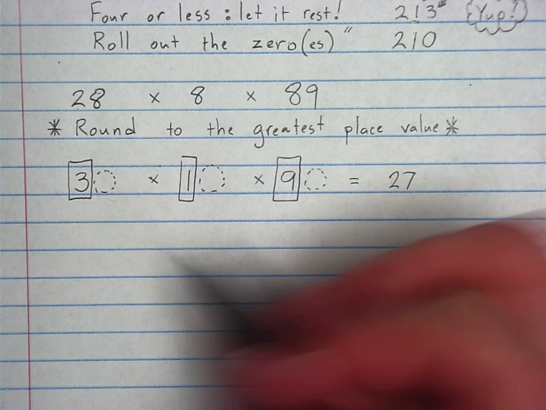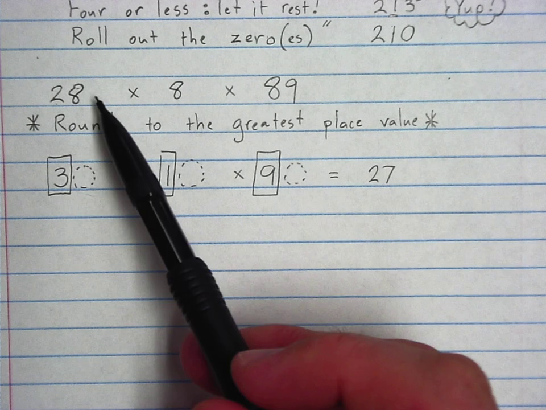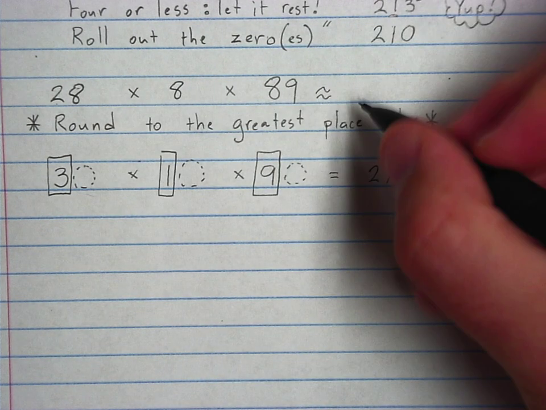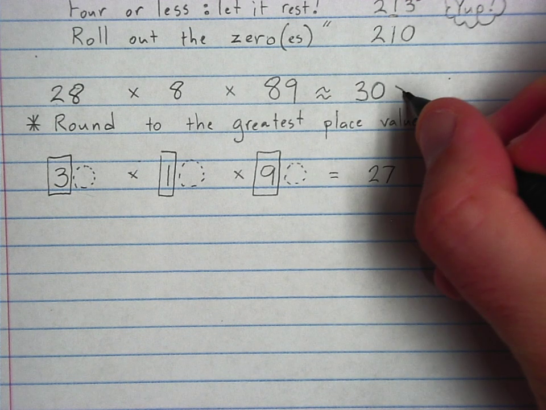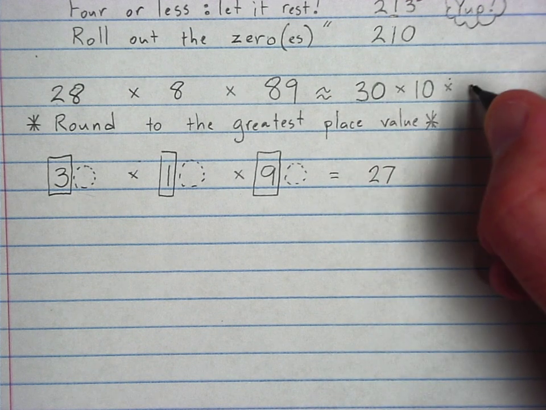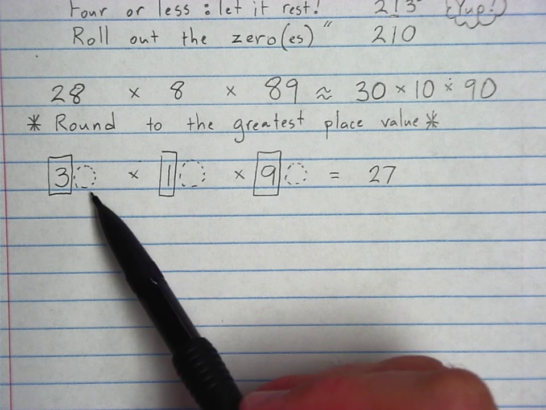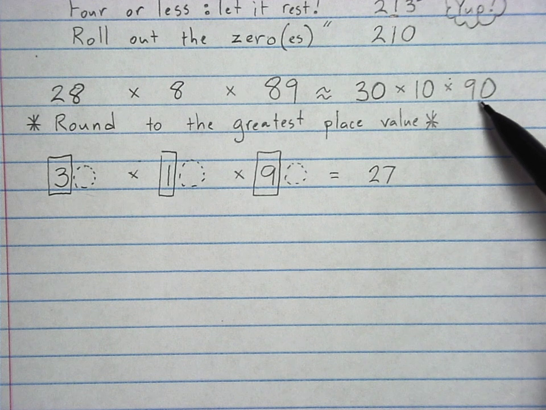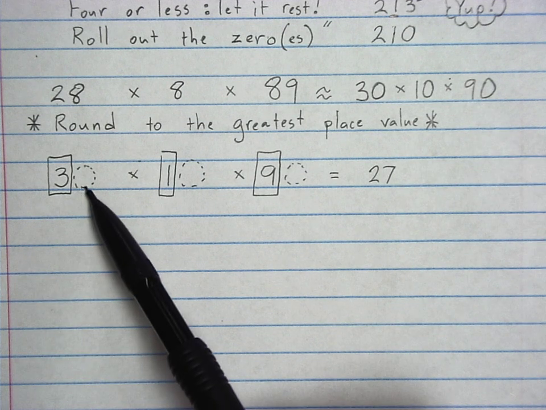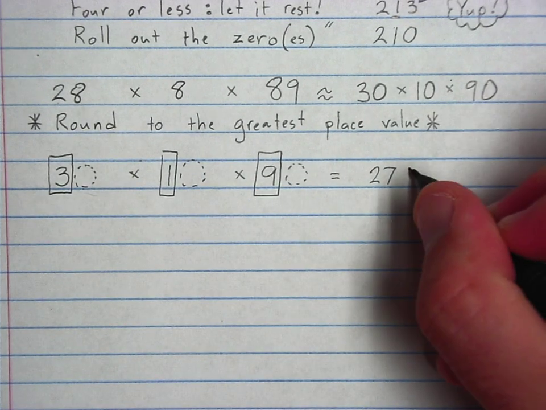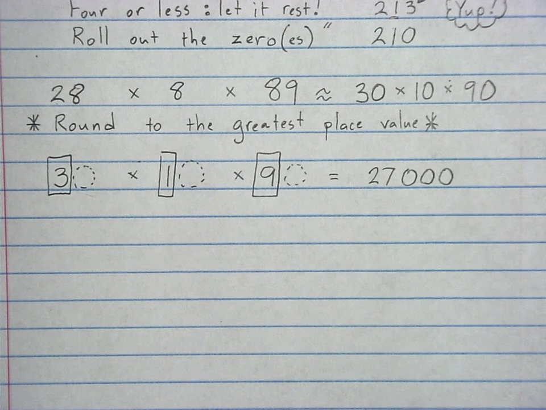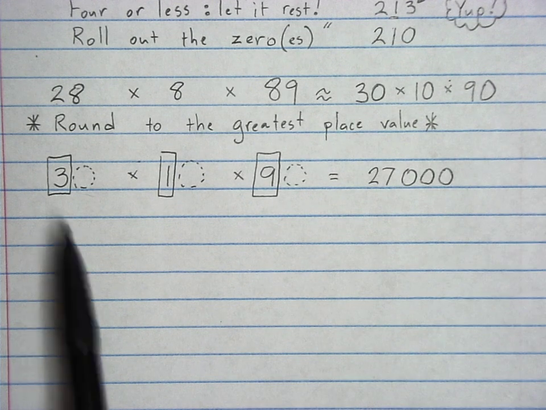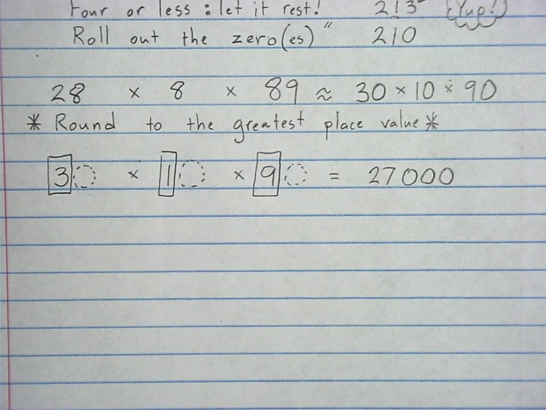Okay. So I'm going to go back for just a moment. 28 times 8 times 89 is approximately equal to 30 times 10 times 90. Remember how I took those invisible zeros? I wasn't really thinking about them. I'll make sure I write it so we can see that. Then I count the invisible zeros. 1, 2, 3. I want to make sure they're there properly. They shouldn't really be invisible. I just wanted to focus on those digits.